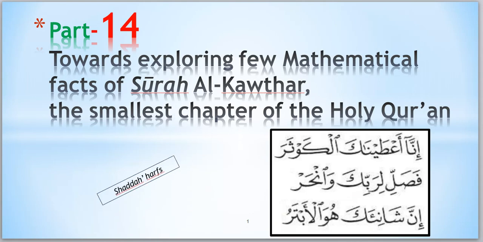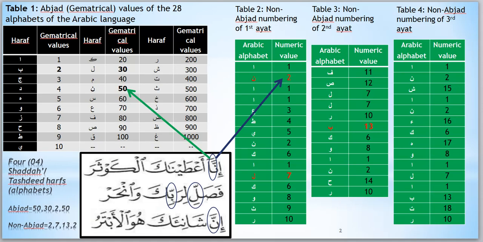Let's move to the next slide. At the bottom we see that four Shadda or Tashdid harfs exist in Surah Al-Kawthar. These are actually Noon, Lam, Ba, and Noon. Noon is at the first ayat, Lam and Ba are at the second ayat, and again Noon is at the third ayat, of the three ayats of Surah Al-Kawthar.